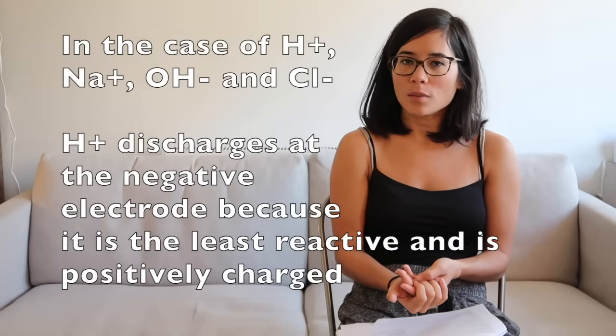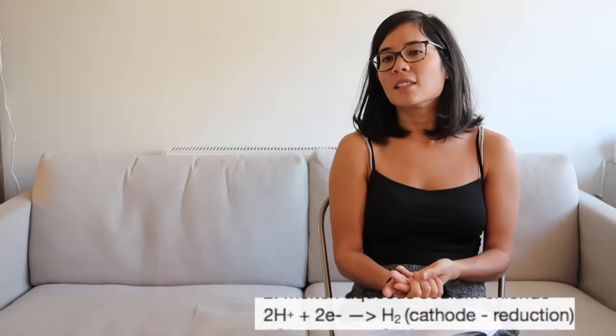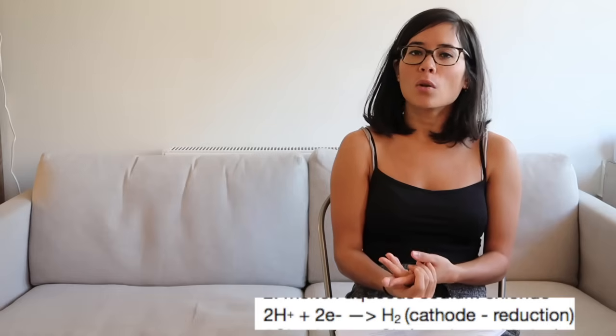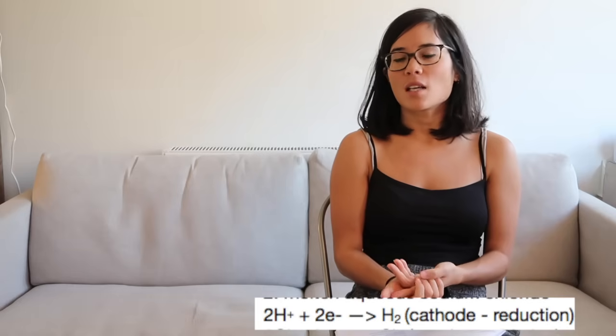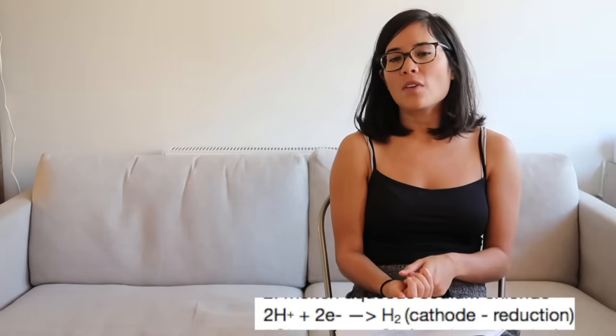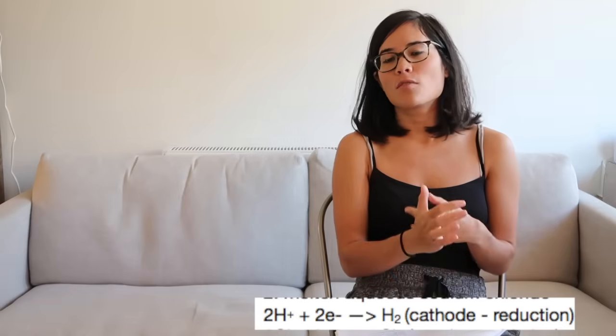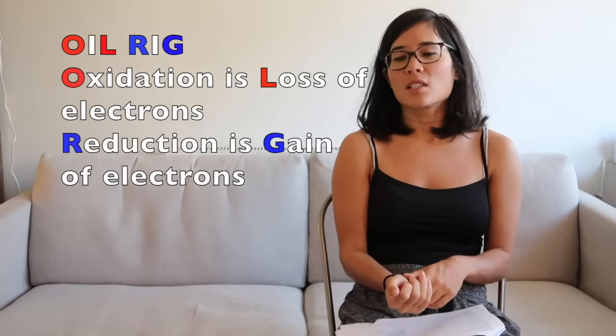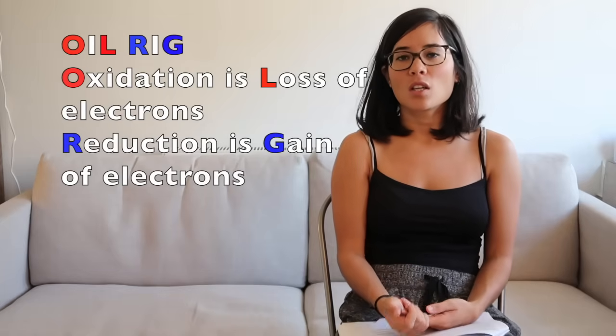ions will discharge. And when you're writing these equations, remember you've got H+, you're trying to make it neutral, which is why you have to add e-, you have to add electrons to it, and it will form H2, because remember hydrogen is diatomic. Because you've added electrons, remember this is reduction, so don't forget OIL RIG. OIL RIG is a way of remembering the difference between oxidation and reduction.